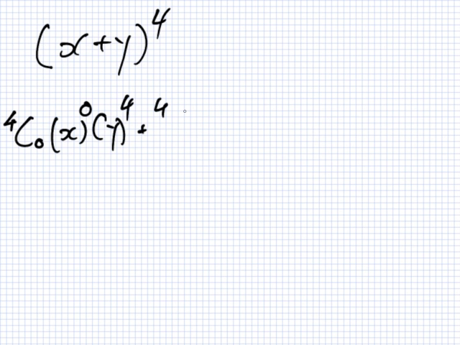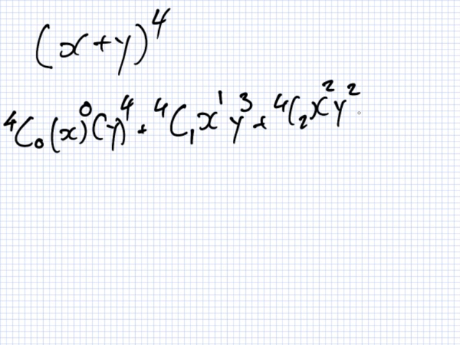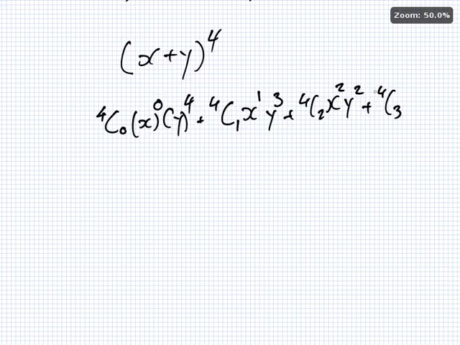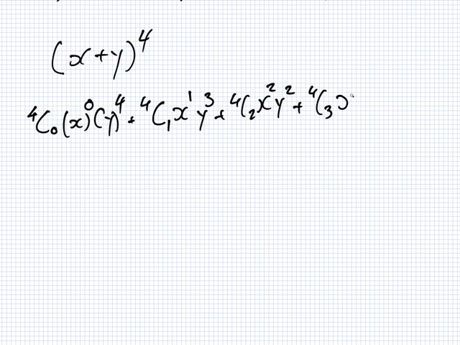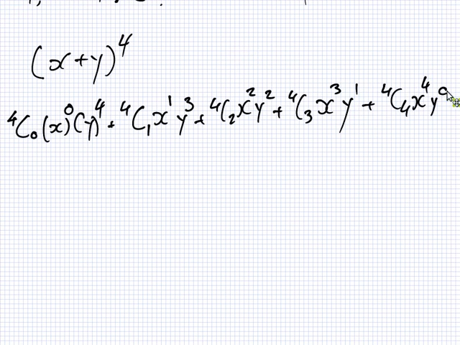Then you increase, so that's 4C1. The x gets a 1 and the y goes down. Then we have 4C2, the x goes up again, the y goes down. Plus 4C3, the x goes up, the y goes down. So now it's at 1. And then lastly, it's 4C4, the x goes up and the y goes down again to 0. So 4C0 is 1, x to the 0 is 1, so this is just y to the 4. That's a 4.